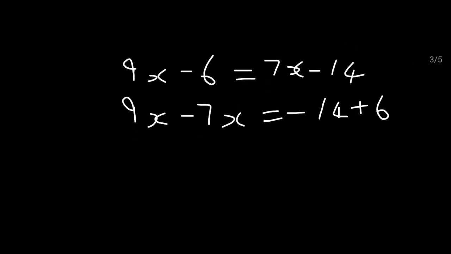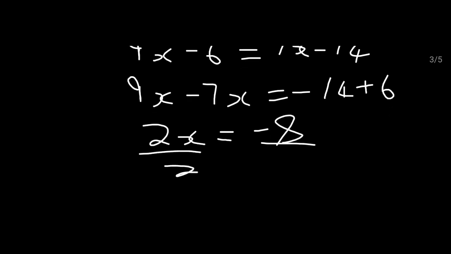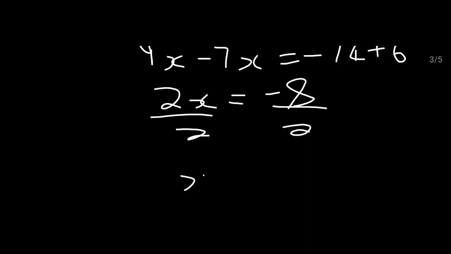And then now this one, we get the like terms, the variables are the same, the exponents are the same, so you subtract the coefficients. You have 9 minus 7, which is 2x, then equal to this part, minus 14 plus 6, equal to negative 8. And then divide both sides by 2, then x is negative 4. Negative 8 divided by 2 is negative 4.